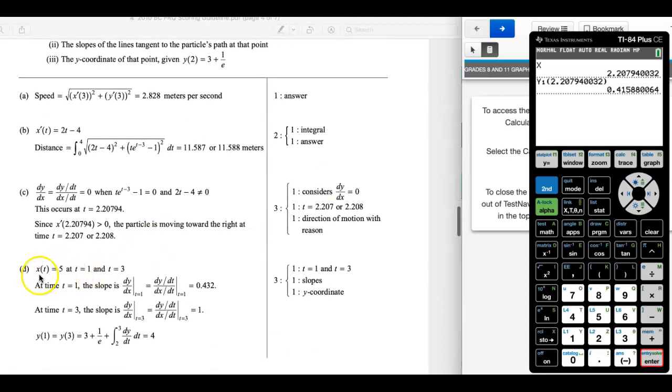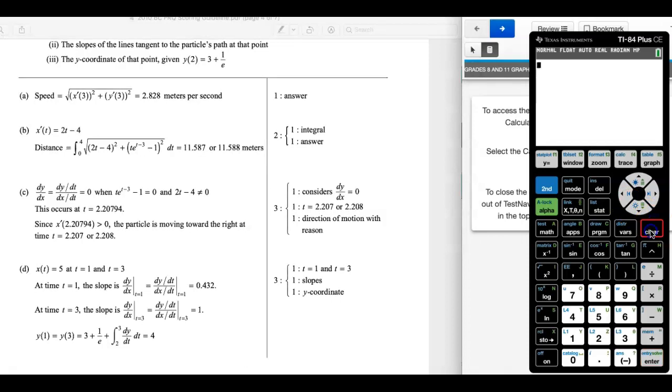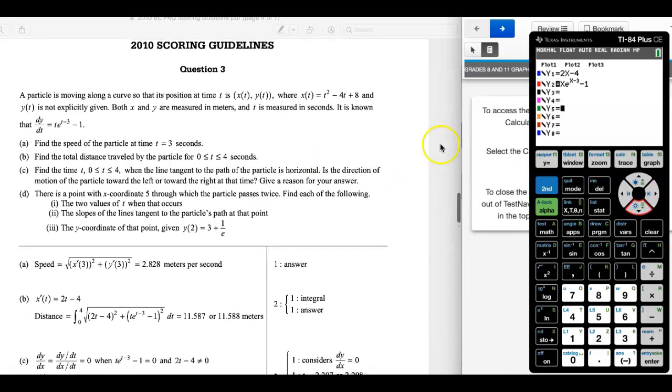In the scoring guideline, they put x of t equal to 5, and they just simply make the statements 1 and 3. I'm going to show you how to get those. So we have our 2 different equations. I'm going to now enter in the x of t equation because I didn't have that one before. So x squared minus 4x plus 8.